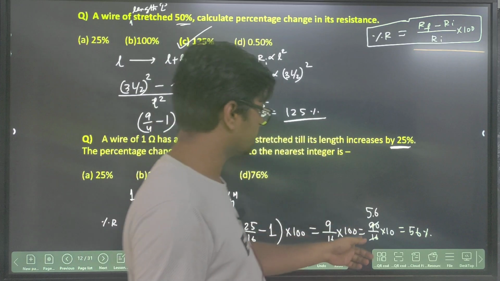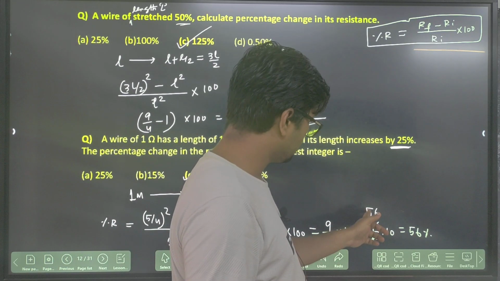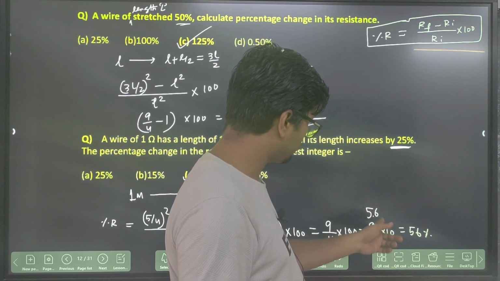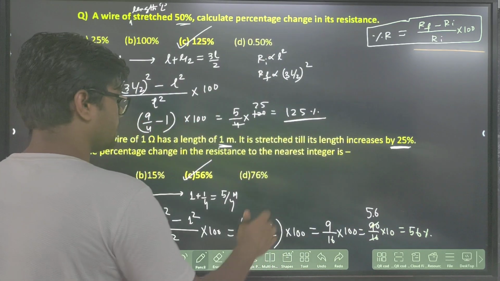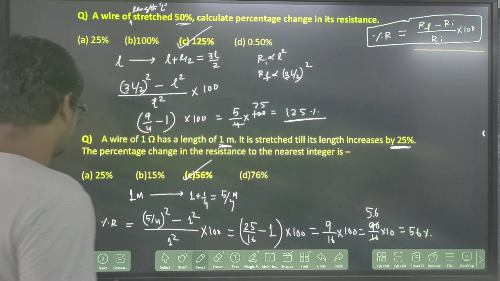So this is 9 by 16, into 100. This will be correct, around 56 percent it is coming. Clear?